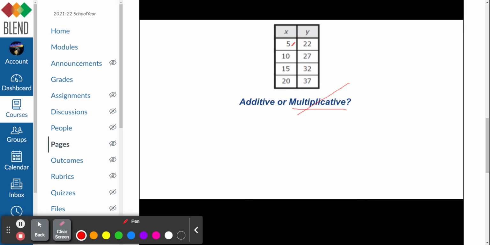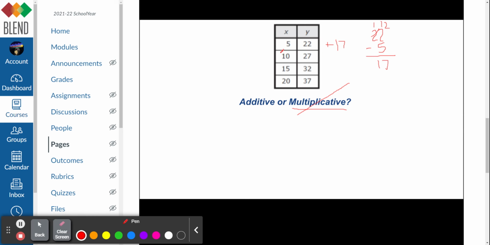So how could 5 turn into 22? How could 10 turn into 27? How can 15 turn into 32? Well, let's figure it out. So 22 minus 5 will tell us the difference. All right, 12 minus 5 is 7. 1 minus nothing is 1. All right, so it looks like they added 17.